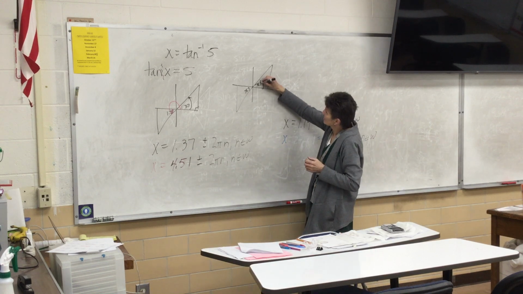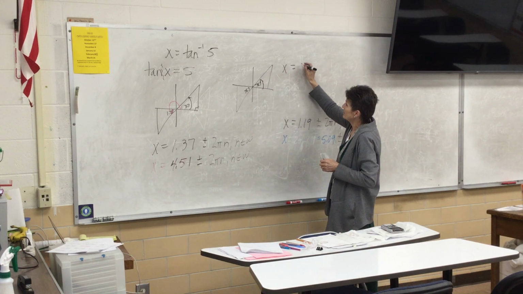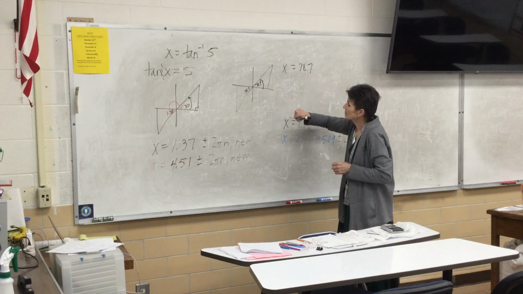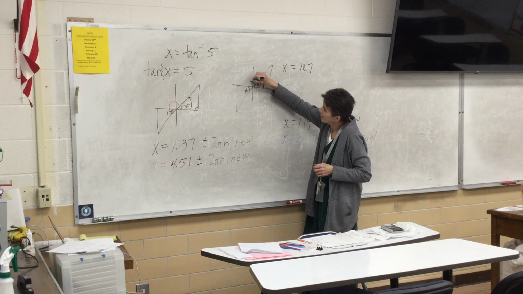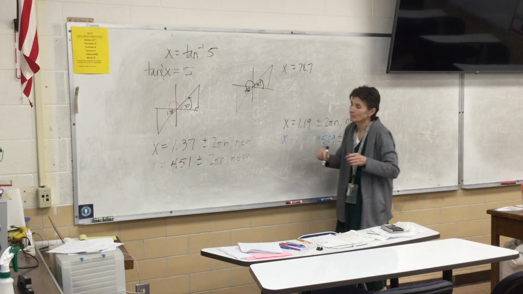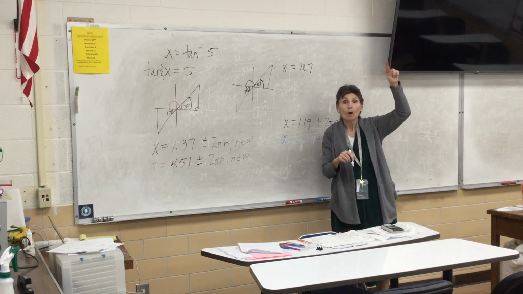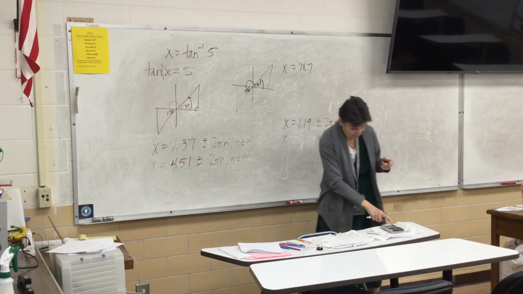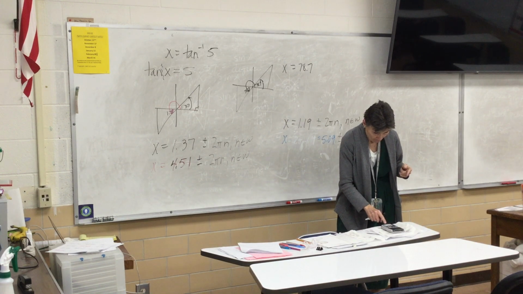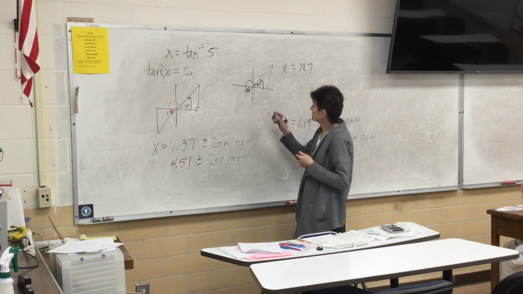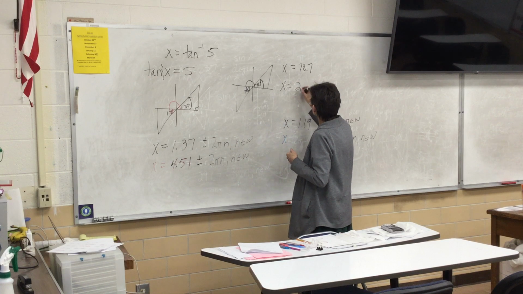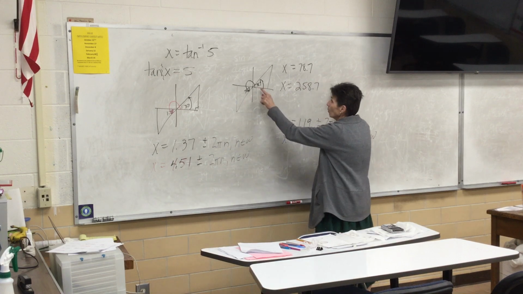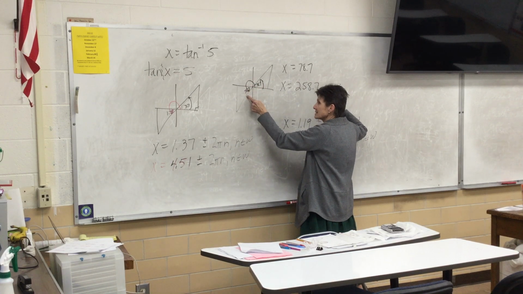So what are my answers? Well, one answer would be 78.7. And then what would the other one be over here in quadrant 3? It would be 180 plus 78.7, 258.7.